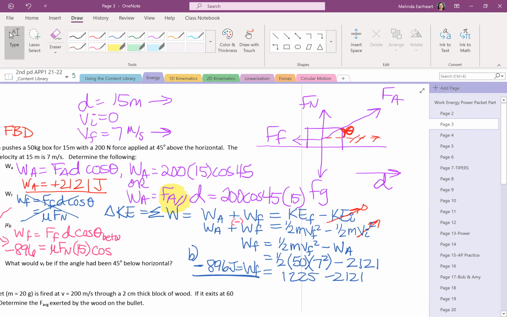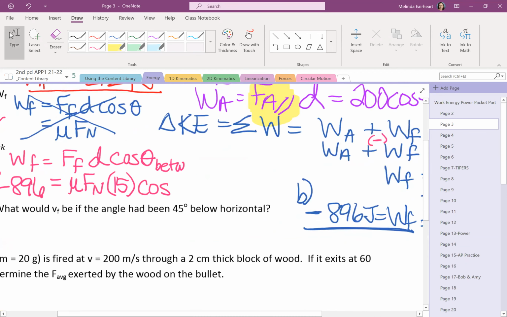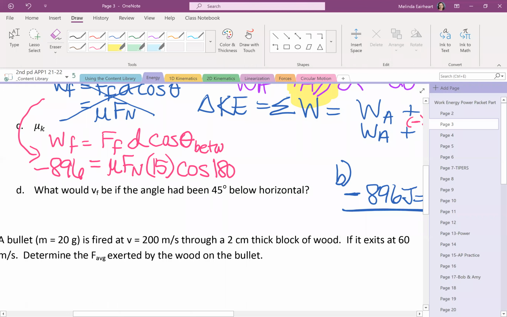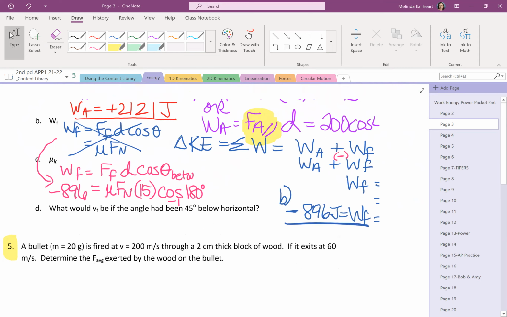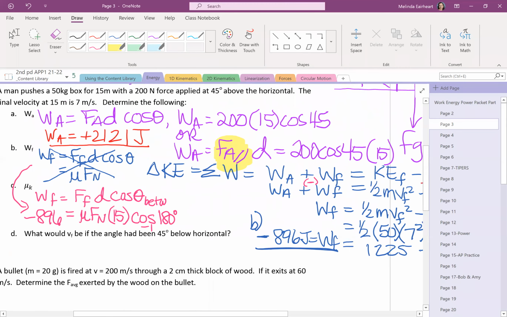180. Now, if you just tell yourself, oh yeah, it's negative, I get it. But when you actually plug it in, cosine 180 is -1. That's how the negative is going to take care of itself. And so one more number to plug in before we solve for mu. Basically, at this point, we would solve for frictional force. Fn is equal to what? The weight?